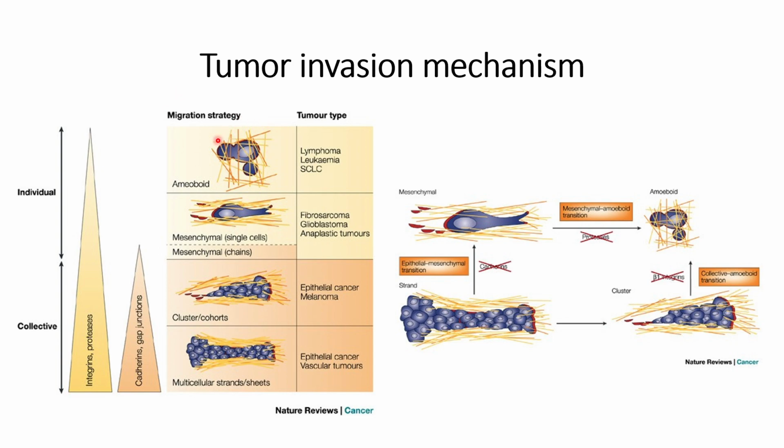In terms of the migration strategies, individual tumor cells can migrate, or the collective tumor cells as a group can migrate from one organ to another organ, or from one site of infection to another site of infection. The amoeboid kind of migration strategy has been observed in cancerous cells such as lymphoma, leukemia, SCLC.